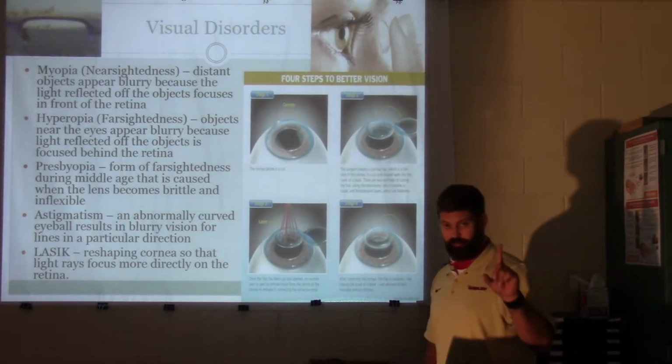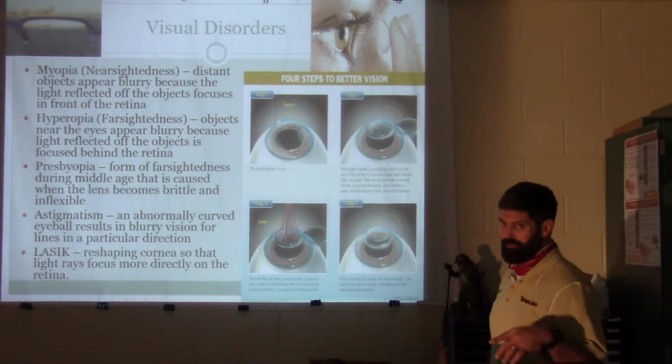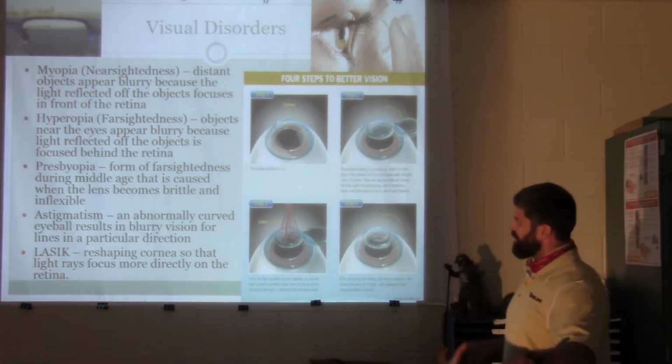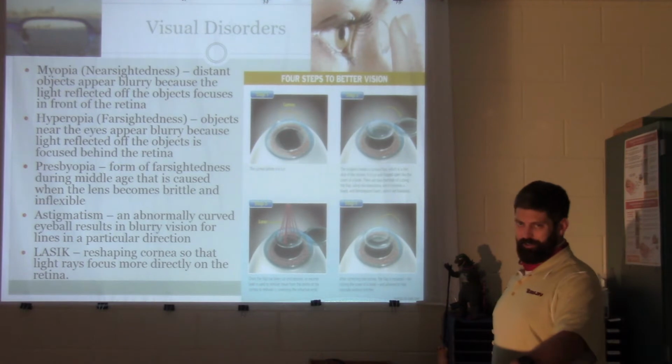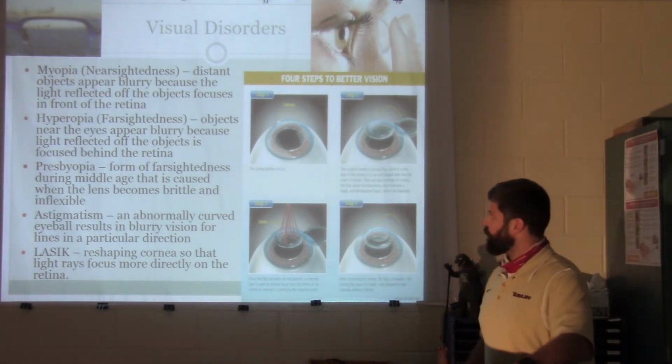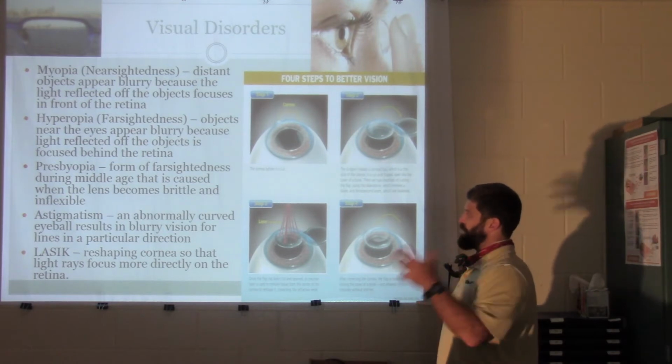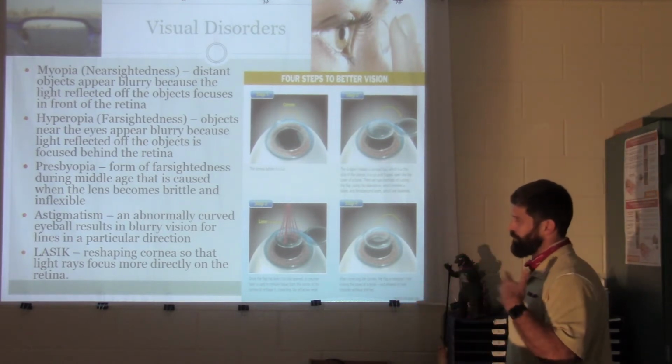So let's look at these true definitions for farsighted, nearsighted, and astigmatism. Myopia is the technical term for nearsightedness. Distant objects appear blurry because the light reflected off the objects focuses in front of the retina.